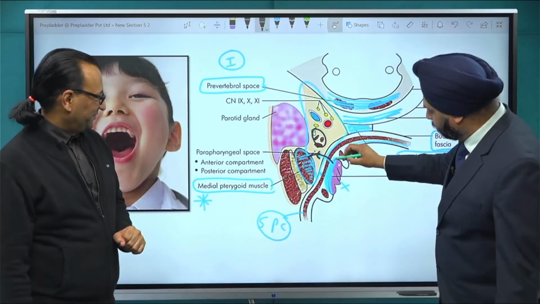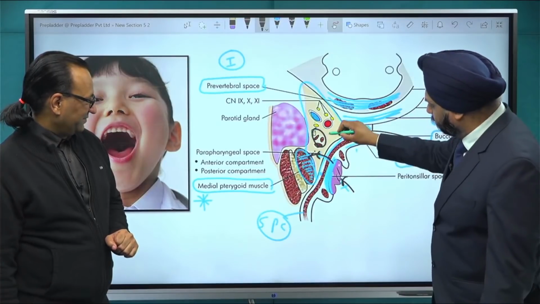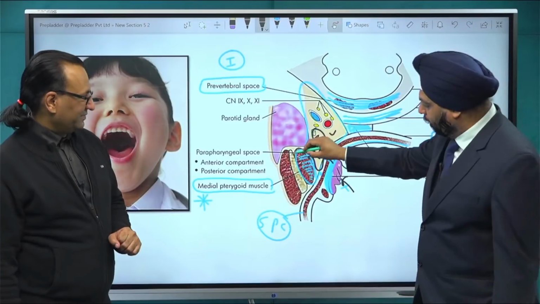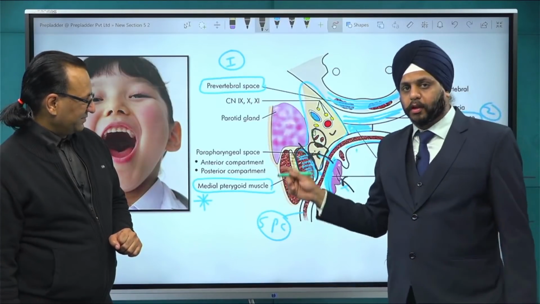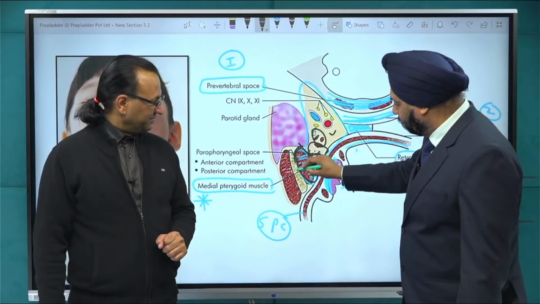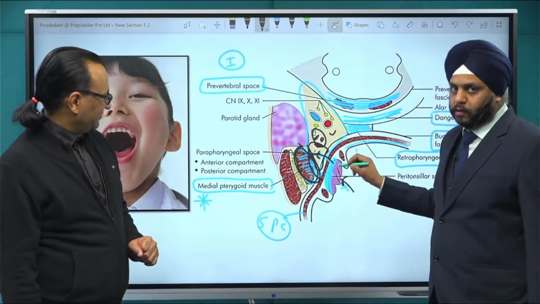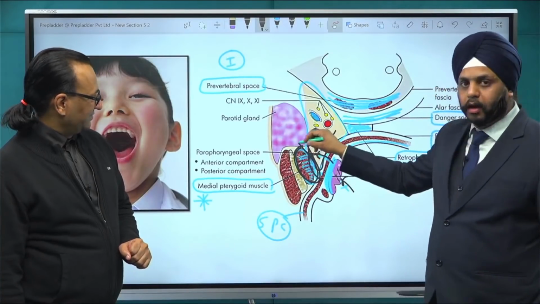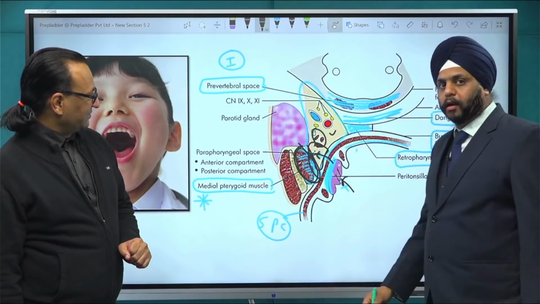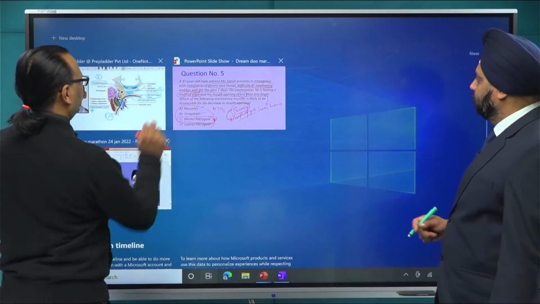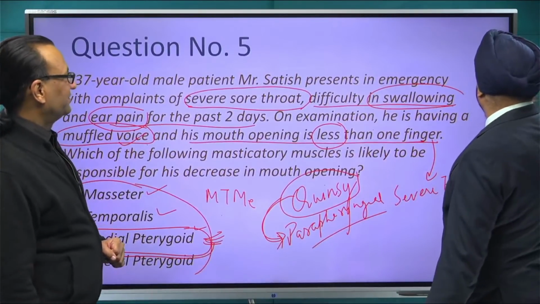So I anyway said if it's a quinsy or a parapharyngeal space infection, it has to be the anterior compartment and the only muscle that will cause the trismus. So in this question, the differentiation does not matter. What matters is the severe trismus. If a quinsy patient has severe trismus, that automatically means the infection has spread to the parapharyngeal space and has caused medial pterygoid spasm. So we can move on to the next question.